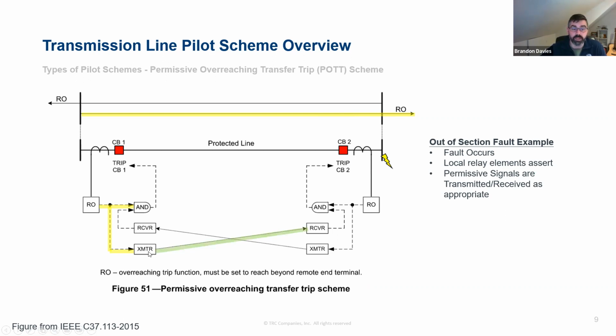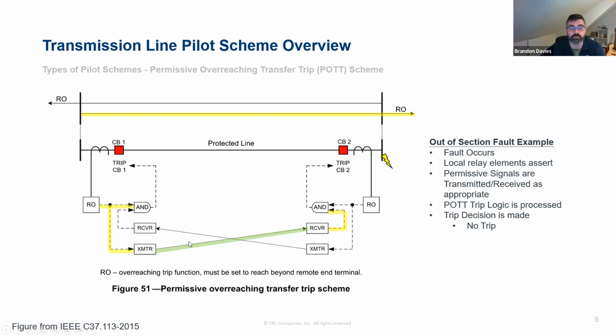The relay at breaker 1, because it saw the fault in front of it, is sending a permissive signal to the receiver at 2. That received signal is processed and goes into the logic. And because in the case of breaker 1 here, we see the fault in front of us, but we have not received a permissive signal from the remote end, this AND gate does not get satisfied and we don't trip the circuit breaker.